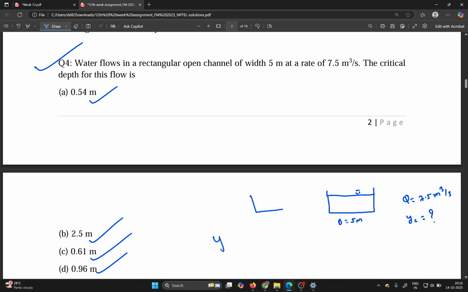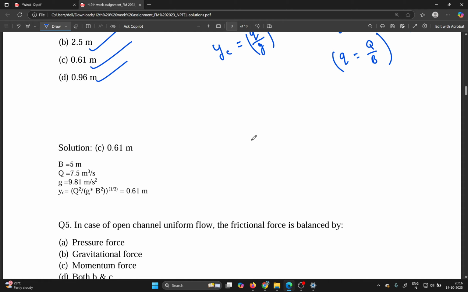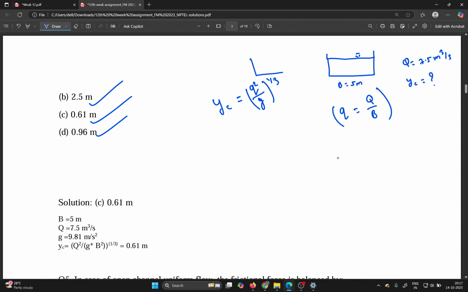So for critical flow depth you have one relation, whereby Q here is nothing but, for a rectangular channel, remember this. I'll just show you. So from here you can calculate your q values. This is 7.5 and B is 5.